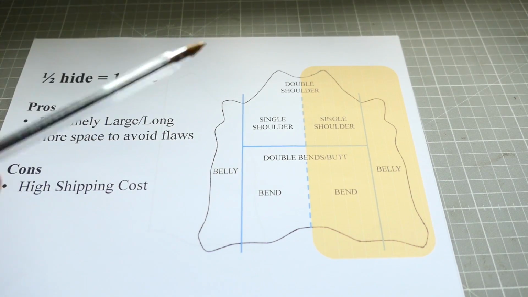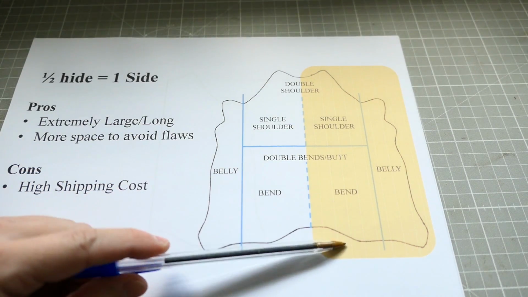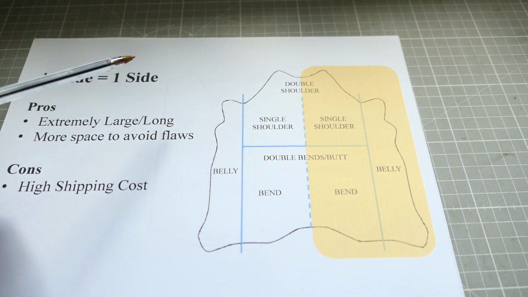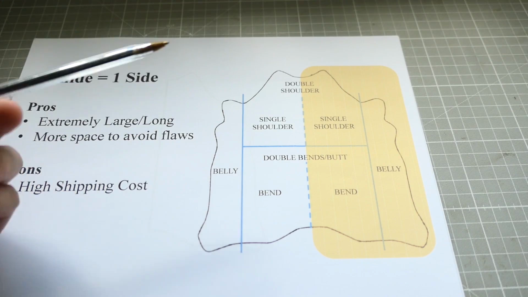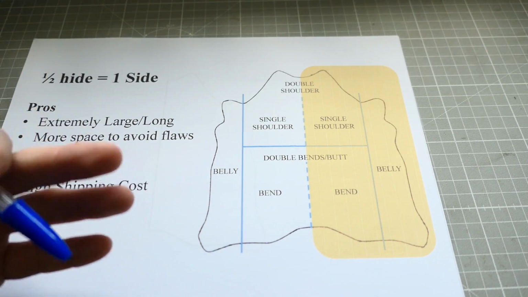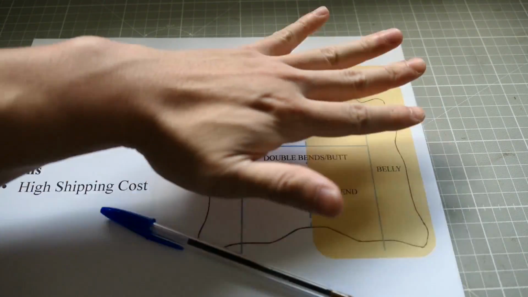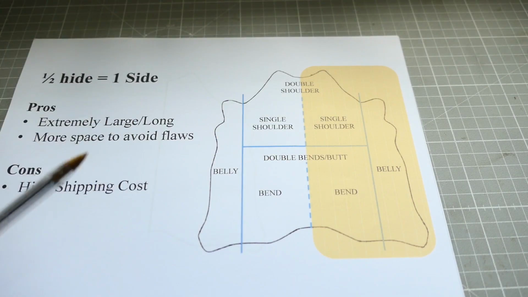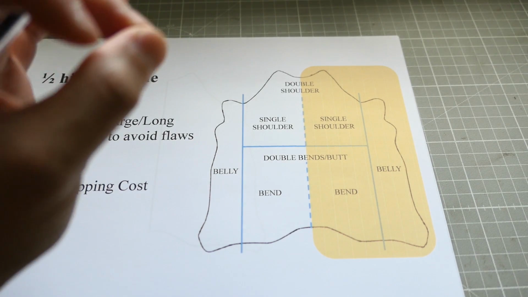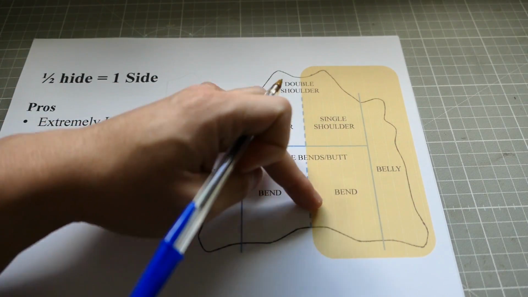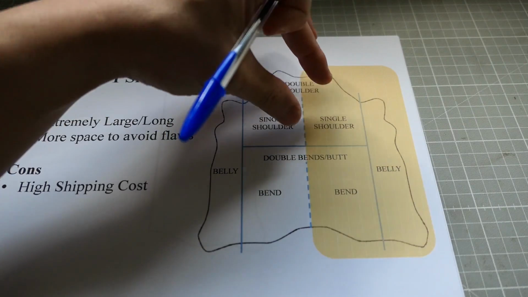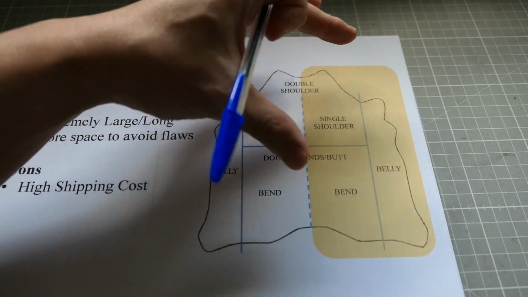So what's good about this half hide or one side is that it is extremely large and very long. So you can do a lot of stuff. Like I said, with top grain leather, you have a large surface, so you can utilize your space and avoid flaws as well. If you are making large bags and want to avoid any tiny marks, you can distribute your pattern in a certain way so that you keep the large portion but avoid the flaws.